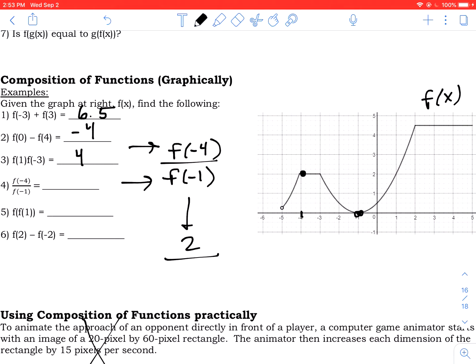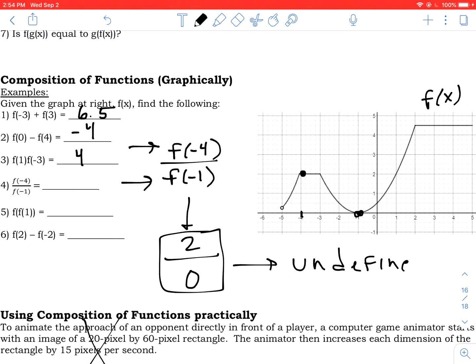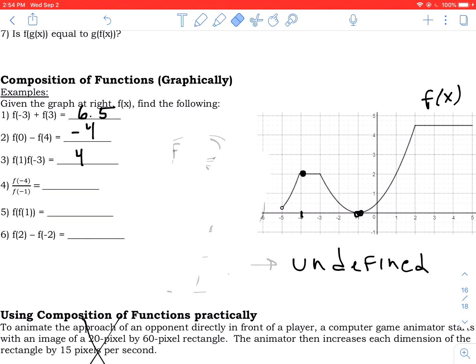Okay, well, when x is negative 1, y is 0. So we get 2 divided by 0. But remember, you can't divide by 0. This is undefined. Kind of a trick problem there. The top number is how I got the 2, but f of negative 1 was 0. And 2 divided by 0 is undefined. So for that problem, the answer is undefined. I'll abbreviate UND.